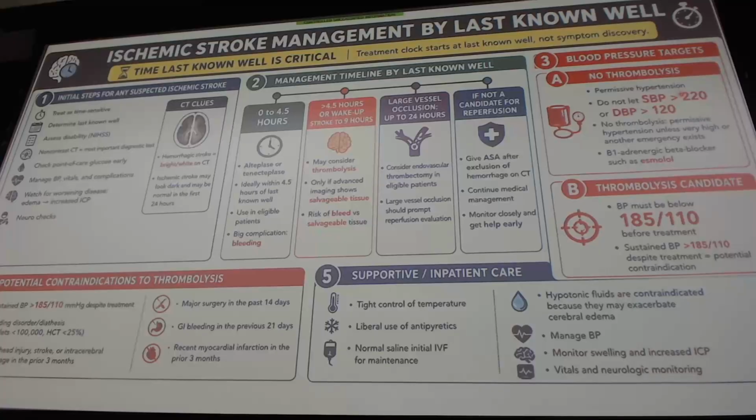bleeding happening. So no thrombosis, do that permissive hypertension, allow that systolic blood pressure to go up to 220 and that diastolic to go to 120 before we start controlling that back down. If we want to give them lytics of some variety, bring them back down to a reasonable 185 or 110.